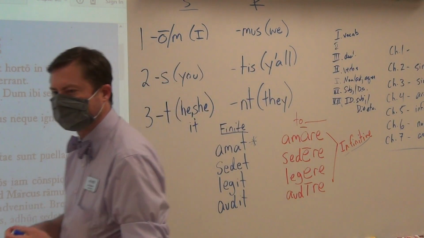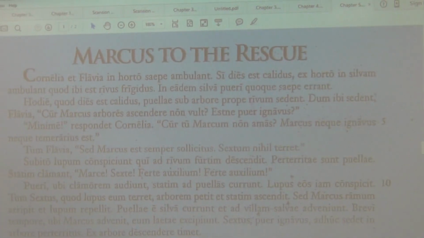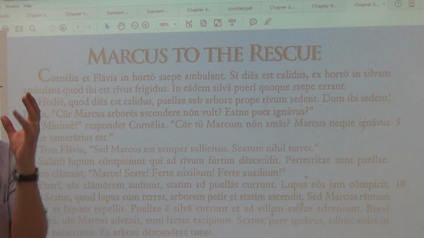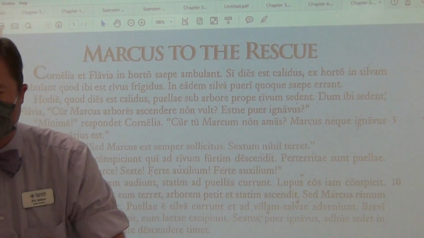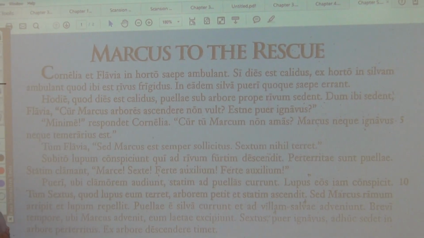So let's read the passage and see if we can find some infinitives that are here and see how the infinitive cannot stand on its own. And there's another short video, 5 minutes, that you'll be watching concerning an infinitive.